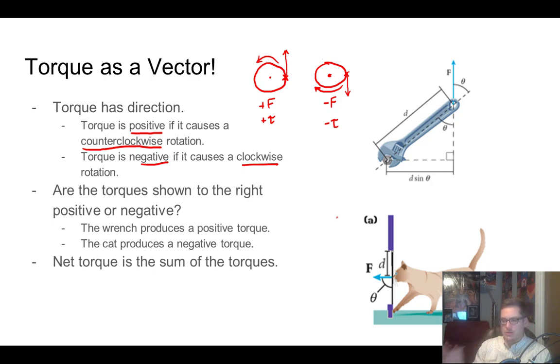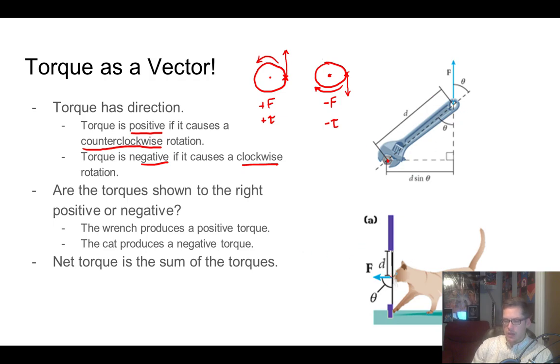What's it going to do if I apply a positive force or a negative force on the right side? All right, so we can look at these pictures and ask, is this wrench going to be a positive or negative torque? Well, this is our axis of rotation, and we're applying a force going up. If we apply the force going up against that wrench, the wrench is going to turn this way, and that is a counterclockwise motion. So that means it has to be a positive torque.